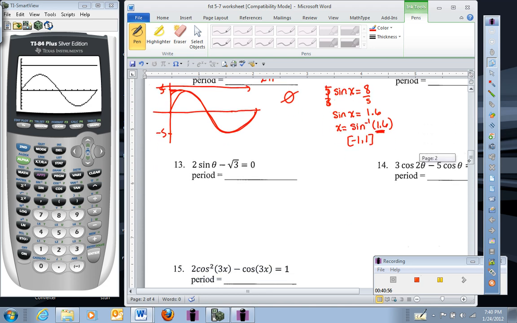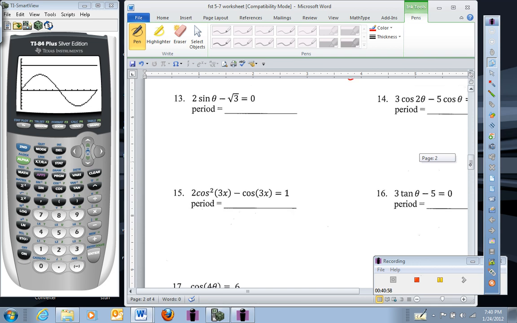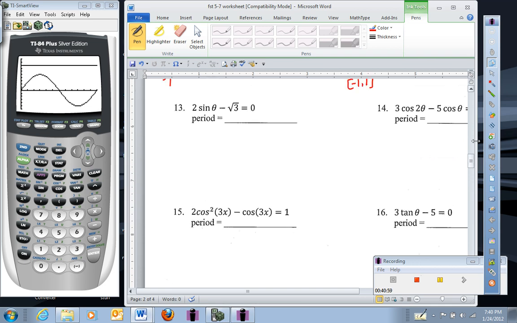Okay. I don't know what you think about problem number 13, but most of the time if I see a problem that has a square root in it, I think to myself, well, that's not going to come out very nice. This one is 2 sine theta minus the square root of 3. So once again, what's the period of sine theta? It's just like the parent graph, so the period is 2 pi. Let's try putting that in our calculator.